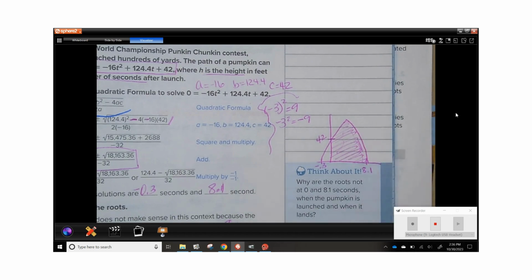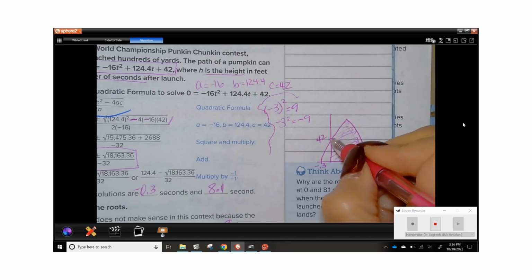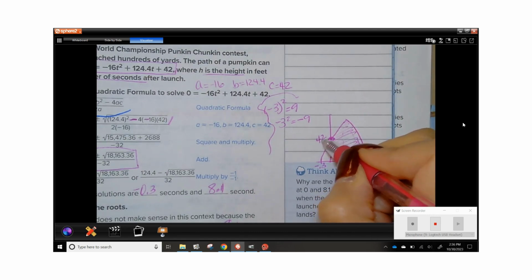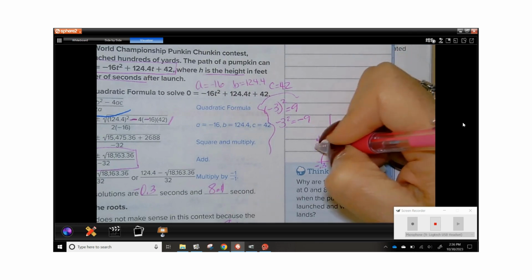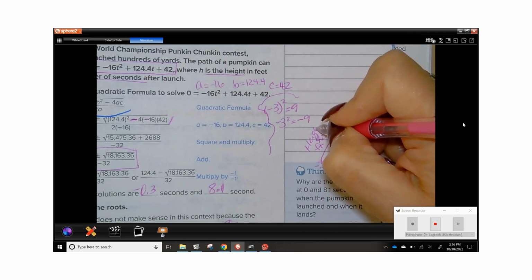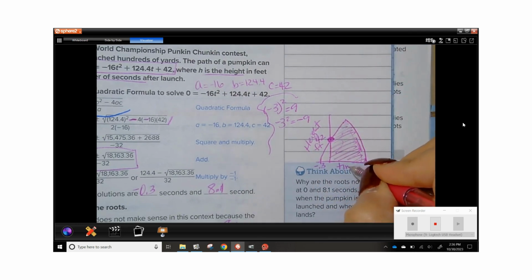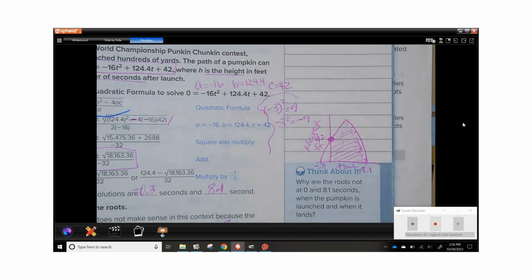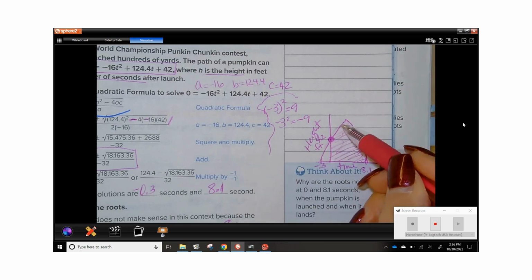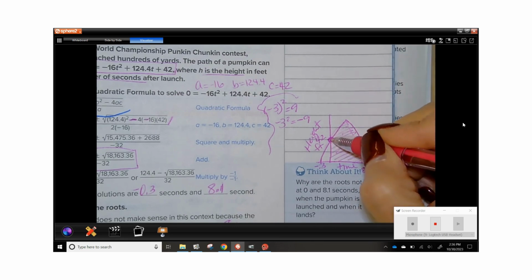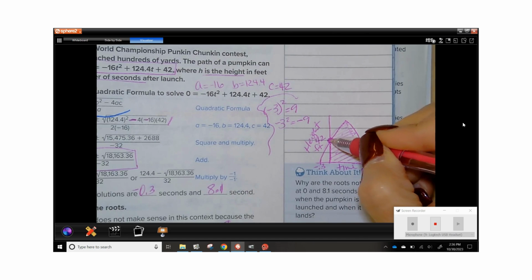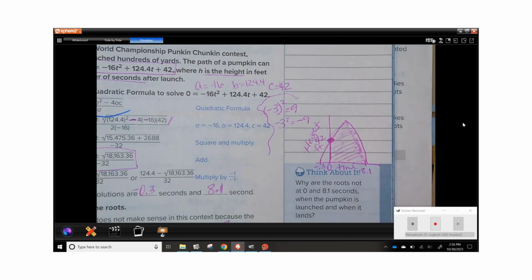You don't have to shade these problems, I'm just doing it to show you where it applies. This right here, 42 feet, because it's height in feet, this is height, this is time. 42 feet is the height of the launcher. So if it was a parabola, we do have a beginning point and an ending point, but since it's a real life problem, it's starting 42 feet up in the air at time 0.